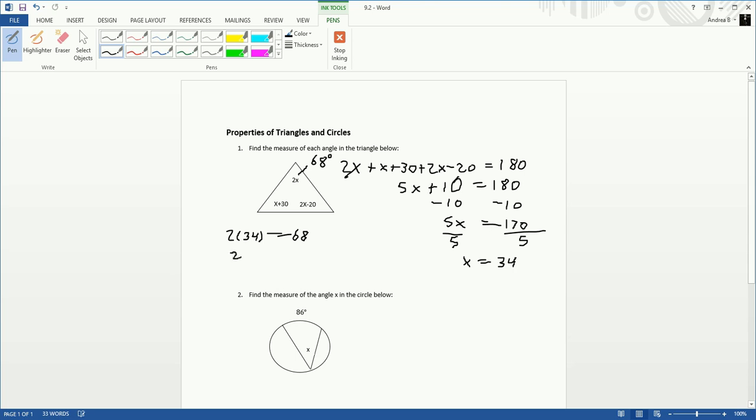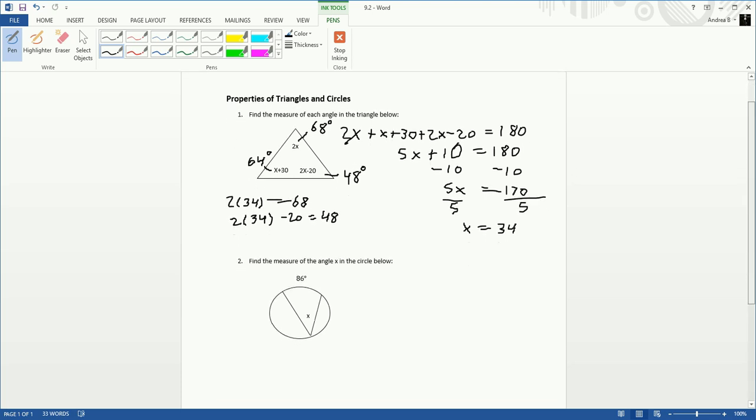So for the 2x minus 20, we would need to do 2 times what the x value was, which was 34, minus the 20. So in that case, we would get 48. So that means this angle down here is 48 degrees. And the last one is x plus 30. So if we do 34 plus the 30, we get 64 for this last angle here. And if you double check, if you add up all those angles, it should add up to 180 degrees.